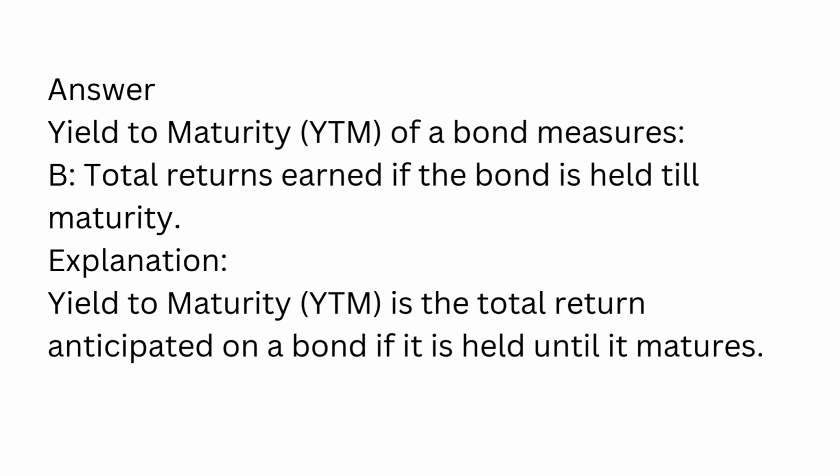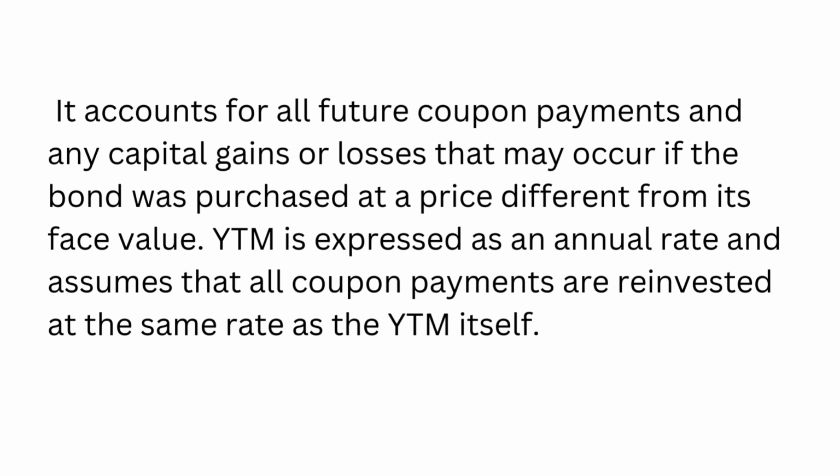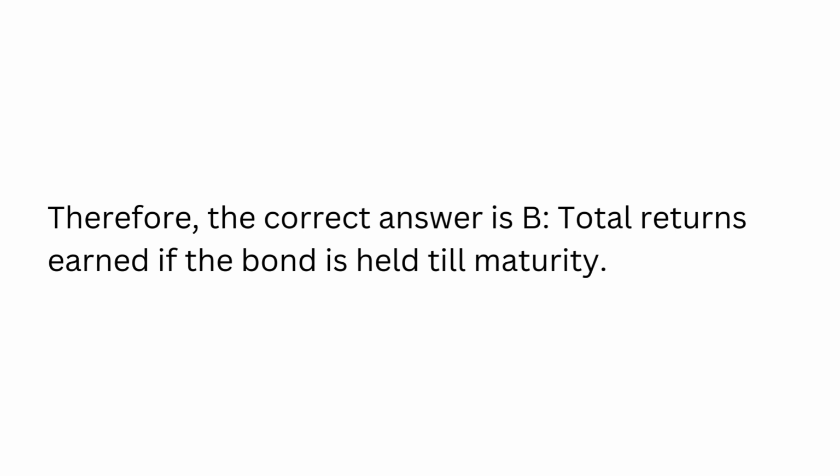Explanation. Yield to maturity, YTM, is the total return anticipated on a bond if it is held until it matures. It accounts for all future coupon payments and any capital gains or losses that may occur if the bond was purchased at a price different from its face value. YTM is expressed as an annual rate and assumes that all coupon payments are reinvested at the same rate as the YTM itself. Therefore, the correct answer is B. Total returns earned if the bond is held till maturity.